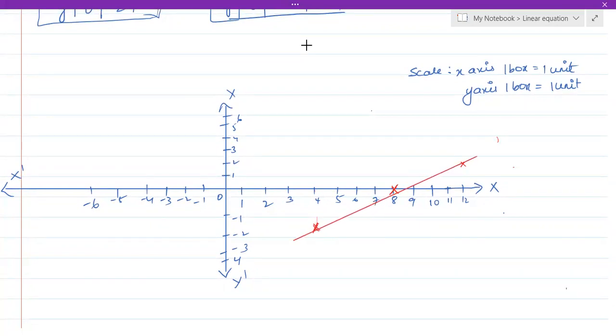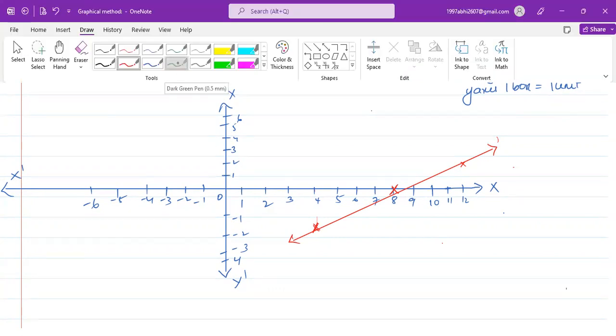So a straight line like this. Anyhow, you can connect all the three. Okay, this is the first one. So similarly, let's plot the next one. Let me choose a different color for that.